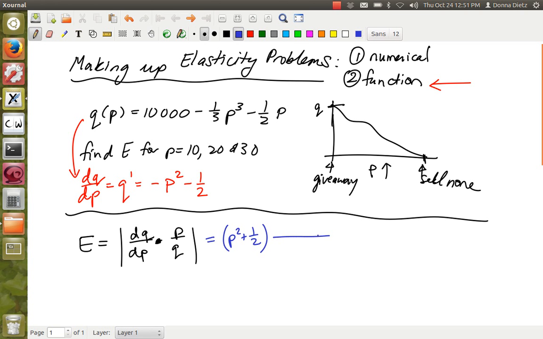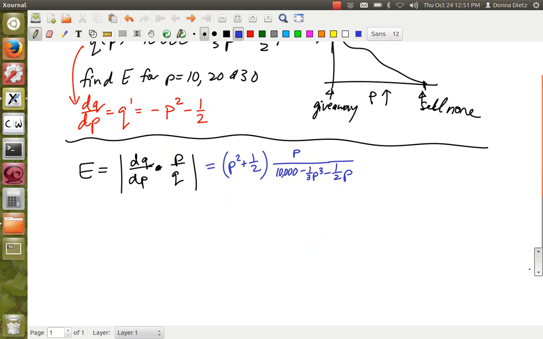Now I just need P over Q. P is just P, and Q is right there. So it's 10,000 minus 1/3 P cubed minus 1/2 P. There you go. Now all we have to do, and we could rewrite it if you want, it's not necessary, but let's calculate elasticity at 10. Okay, so I guess I will rewrite it, it'll save me a little time. P cubed plus P over 2, and the denominator is 10,000 minus 1/3 P cubed minus 1/2 P.